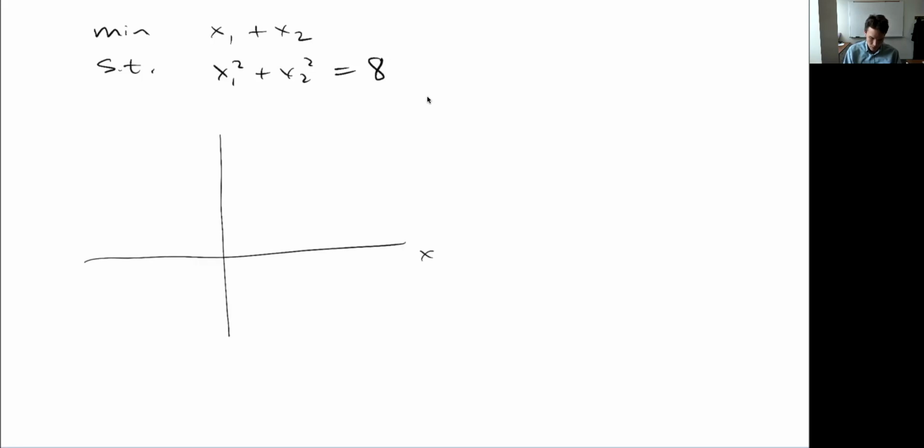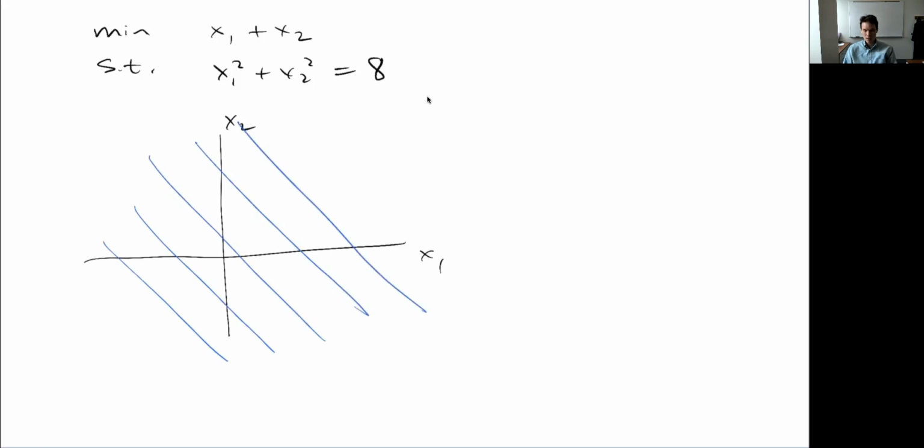So here's x1, here's x2. My objective contours are going to look like this. There's going to be lines where x1 plus x2 is constant. You could see right away, what's the minimum of this if there are no constraints? It's going to be minus infinity, right? We want to go way down to the bottom left. So our objective contours are just going to be these lines. These are going to be values of constant x1 plus x2.